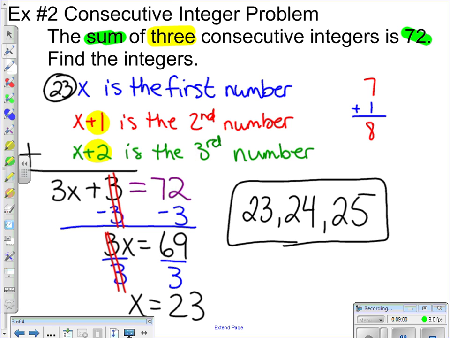And the good thing about this problem is if you ever want to check your answer, there's no real work involved. You just do 23 plus 24 plus 25. And if it doesn't equal 72, then you got it wrong and you should try to go back and figure out your mistake. Otherwise, if it does add up, good job, you just got the problem right. All right, I have one more like this.